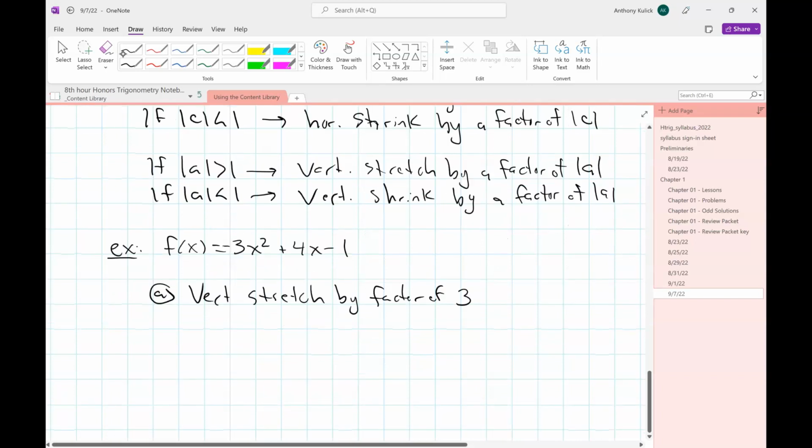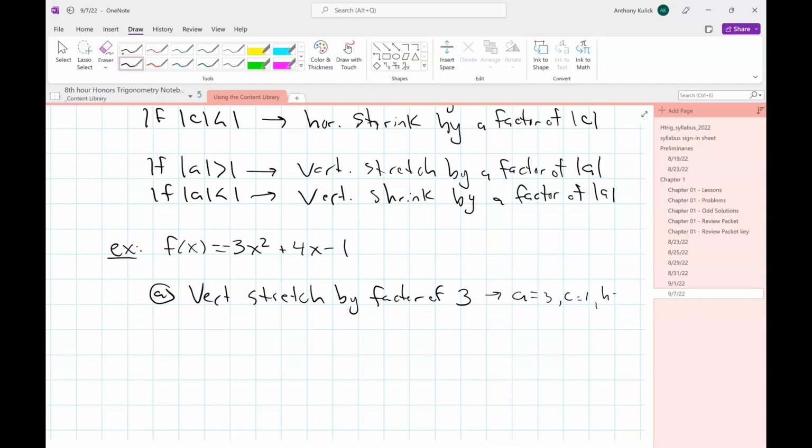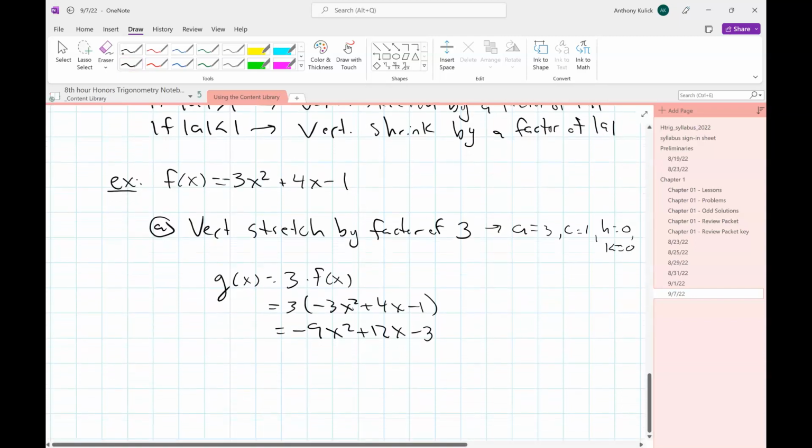Great. All right, so let's look at an example here. Vertical stretch by a factor of 3. That tells me A should be 3, and then everything else should be its null value. So my g of x should be 3 times f of x, so negative 9x squared plus 12x minus 3. That's easy.